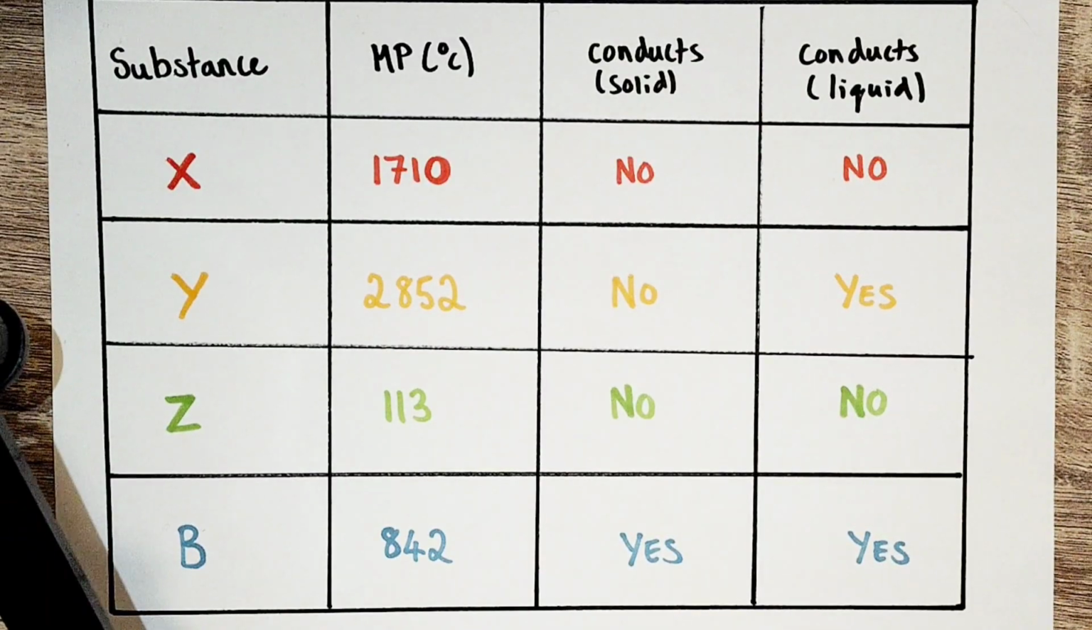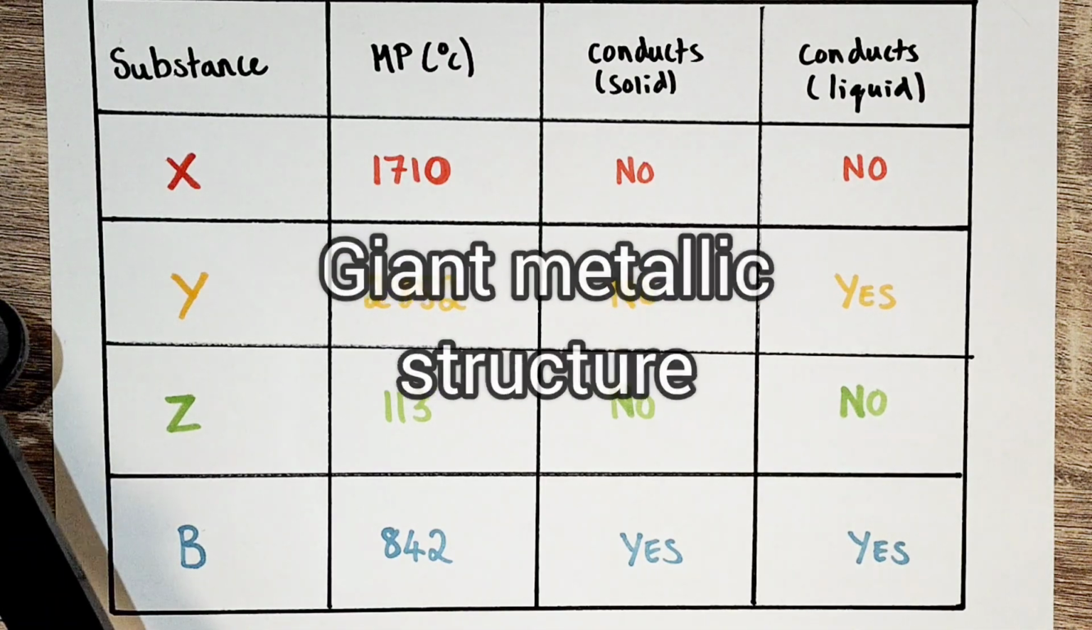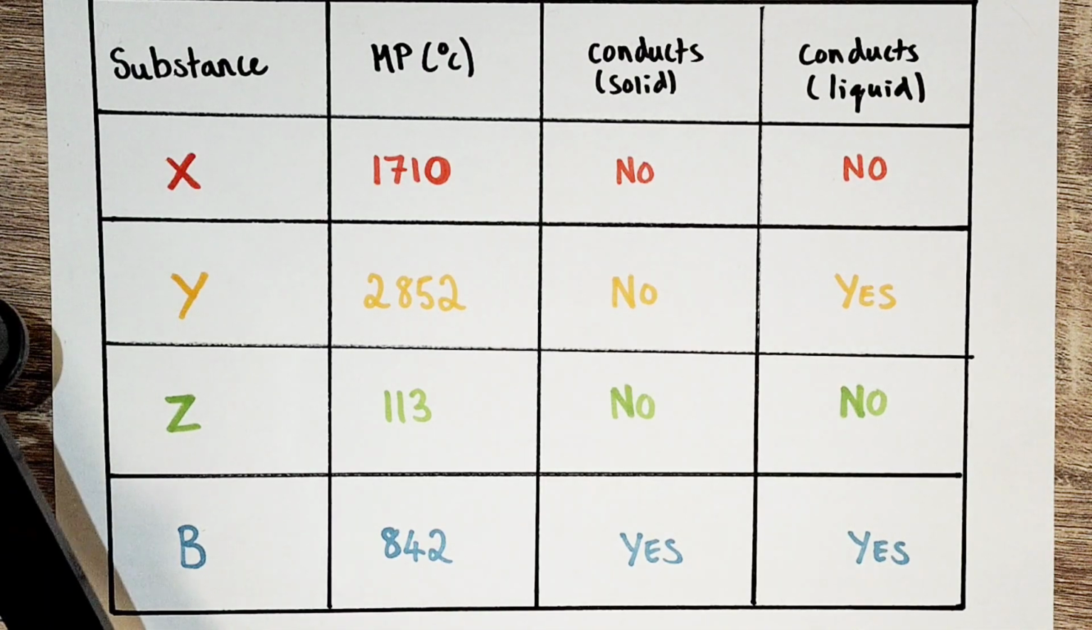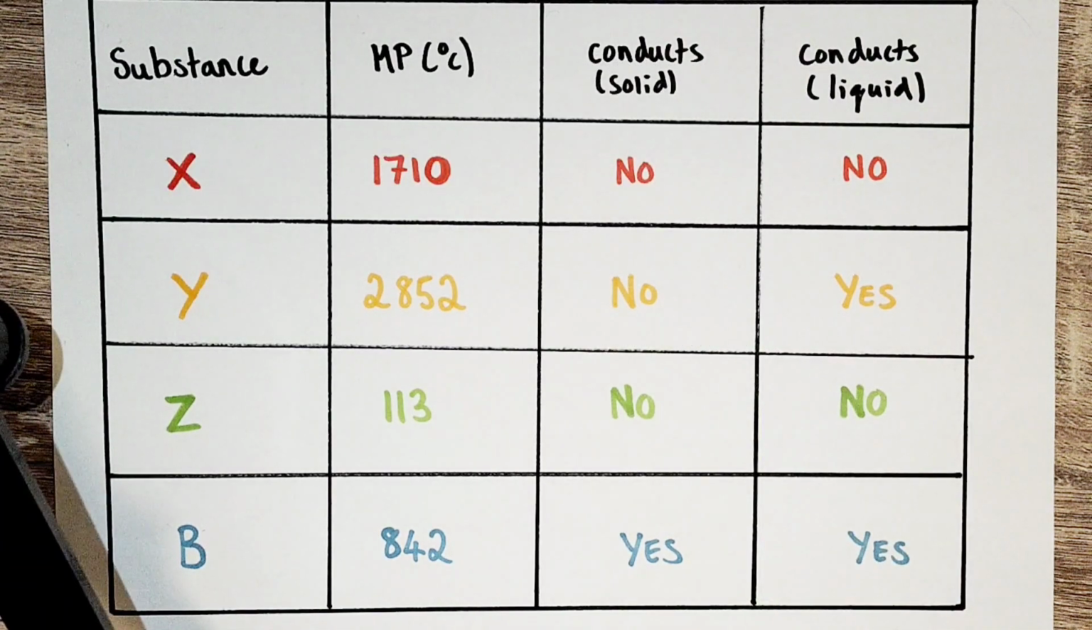Last but not least, we come on to substance B. B has a relatively high melting point, and it conducts as both a solid and a liquid. What could this be? This is an example of a metal, a giant metallic structure. The high melting point is down to the fact that within that giant metallic structure, there are many strong electrostatic forces of attraction between positively charged cations and a sea of negatively charged delocalized electrons around them, creating this high melting point due to all those strong attractions throughout the lattice.